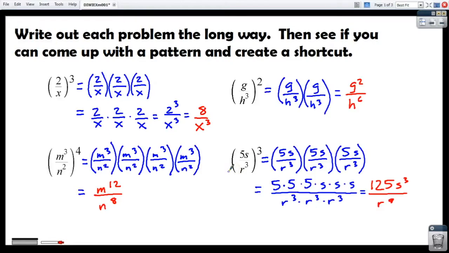Okay, so let's see if you and I came up with the same thing. So if you take a look here, here's all the finished example problems done the long way. Our first example we had done already. We got 8 over x to the third.